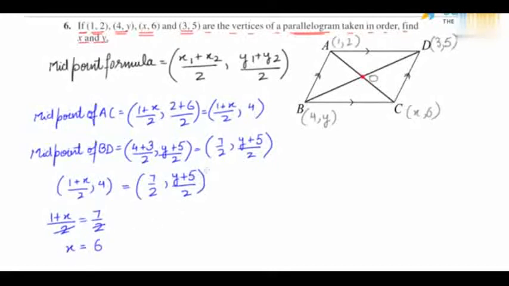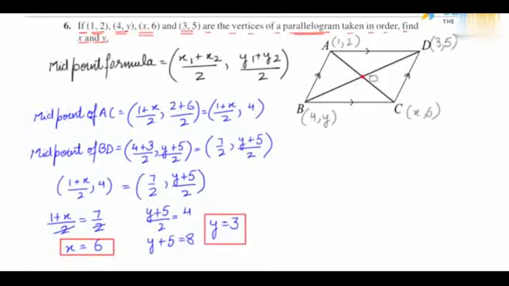In the same way, equate the y coordinates. So (y plus 5) by 2 should be equal to 4. It means y plus 5 is equal to 8, as 2 gets multiplied. And 5 changes to minus 5. So y is equal to 8 minus 5, which is 3. So x is 6 and y is 3. What we did: we found the midpoints of both the diagonals, and they should be equal. We equated the x and y coordinates and found that x is 6 and y is 3.